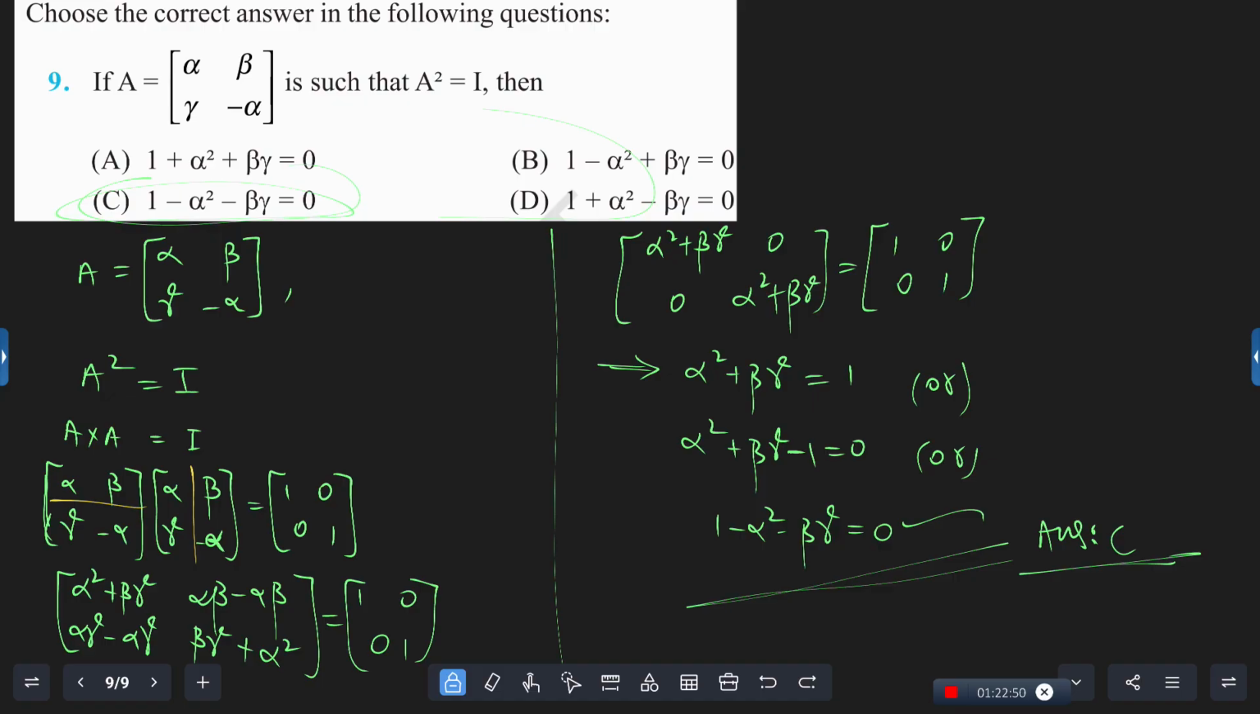Right. Next, question number 10. Totally, how many questions in this exercise? 11, pa. So 2 more MCQs then. Okay, 2 more MCQs.